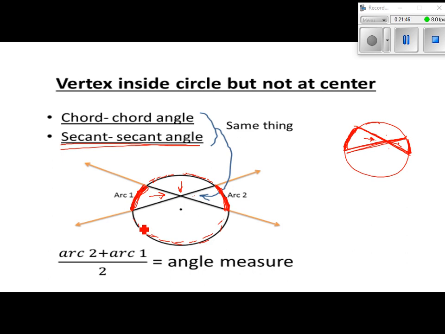The other thing you should realize here, not only are these 2 vertical angles, so they have to be the same, these 2 are vertical angles, so they have to be the same. And we also know that this angle and this angle should add up to that straight angle, which is 180 degrees. So we know all that stuff. The main thing here, add the 2 arcs, divide by 2, that's going to give you the angle measure.